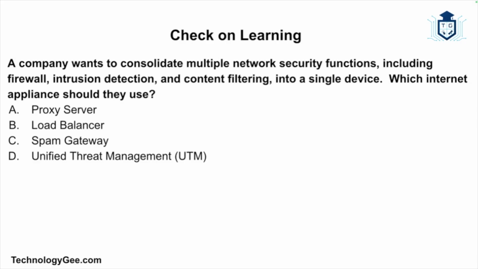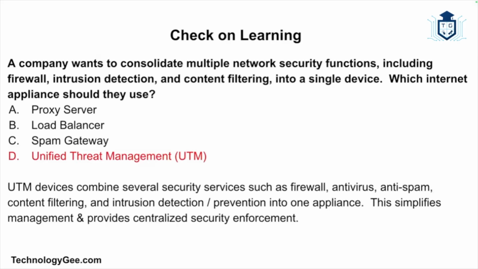All right, and our next question is, a company wants to consolidate multiple network security functions, including firewall, intrusion detection, and content filtering into a single device. Which internet appliance should they use? Would they use a proxy server, a load balancer, a spam gateway, or unified threat management? And the correct answer is unified threat management.